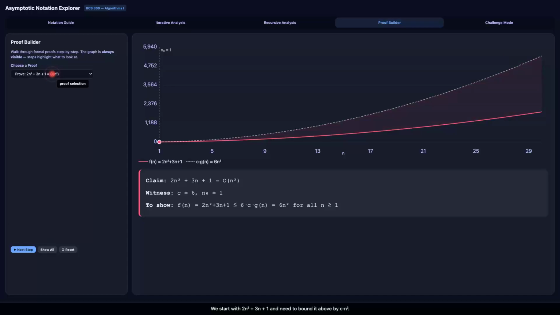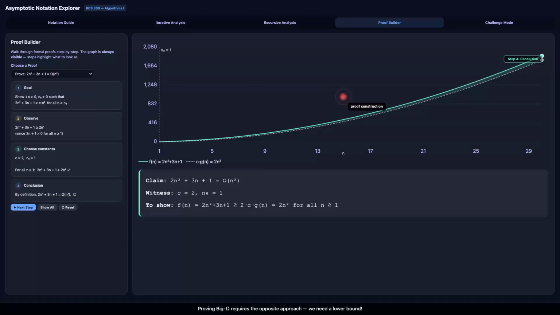We start with 2n squared plus 3n plus 1 and need to bound it above by cn squared. The key insight is to bound each term separately. For large n, we can say 3n is at most 3n squared and 1 is at most n squared. So 2n squared plus 3n plus 1 is at most 2n squared plus n squared plus n squared, which equals 4n squared. This means we can choose c equals 4 and the inequality holds for all n at least 1. We've constructively proven the O(n squared) bound. Proving big omega requires the opposite approach.